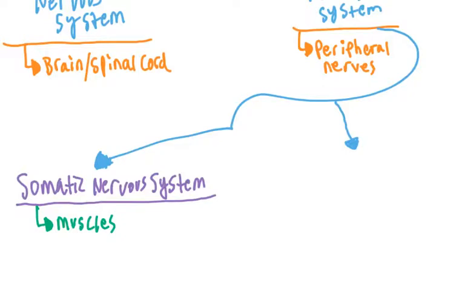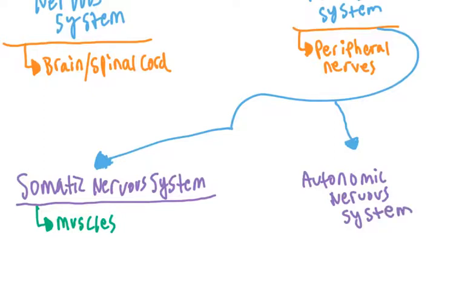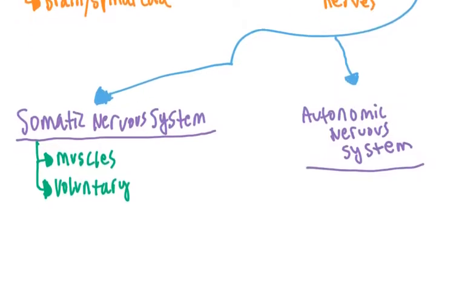Our next branch of our peripheral nervous system is going to be our autonomic nervous system. All right, and based on the word autonomic nervous system, we know that this is the nervous system involved in automatic things that happen by itself, right? That are not under our voluntary control. So that's another thing. The somatic nervous system is for voluntary control, right, so voluntary movements. But the autonomic nervous system is involuntary, right?